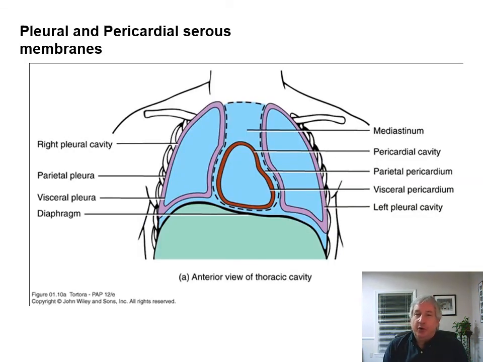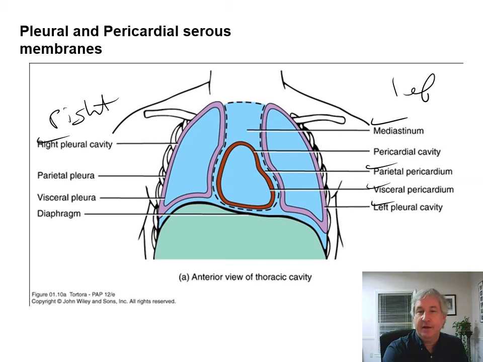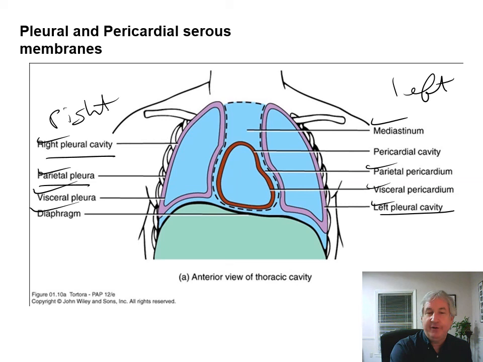So here's another diagram of the pleural and pericardial serous membranes with a mediastinum. You notice it's misshapen. But here, this dotted line, you can follow it all the way around the heart. It's inside where the lungs are. So you have the pericardial cavity there, and then you have the parietal pericardium and visceral pericardium. Then we have the left pleural cavity and the right pleural cavity. Here's the right side. Here's the left side, right? So we have the parietal pleura, the visceral pleura, and we have the diaphragm down below. So you can see all the parts there. All right, next slide.